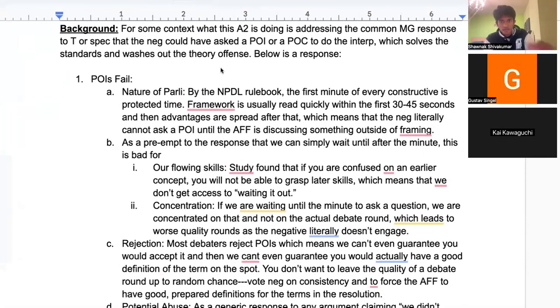Yeah. So, POI is fair, the nature of parli by the NPDA rulebook. So the argument here is, if you read the after-specify-funding or the after-specify-an-actor, and they're like, you should have just asked in a POI, and then we would have told you. This is the response to that. I actually liked this response. I actually like Kai. What do you think of this response? Cool.